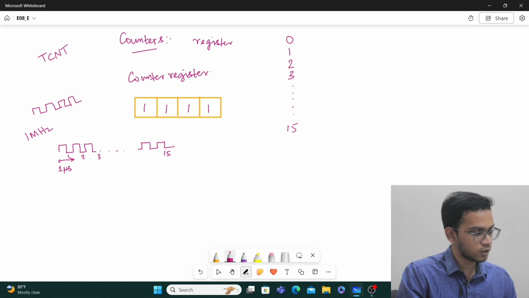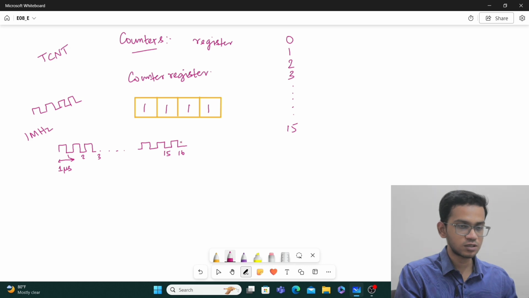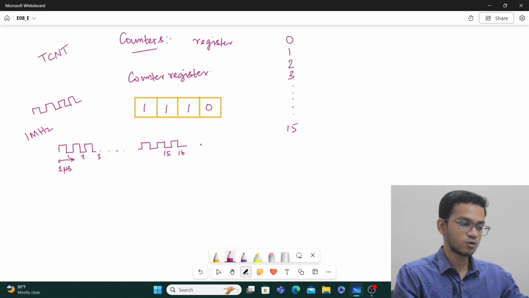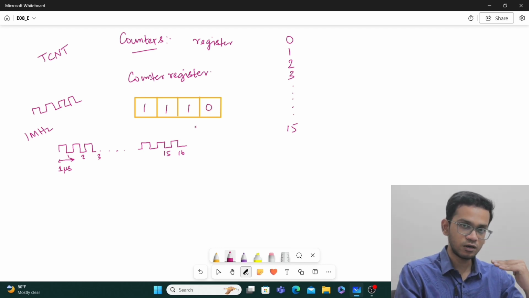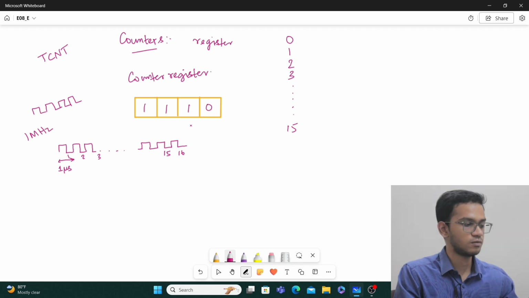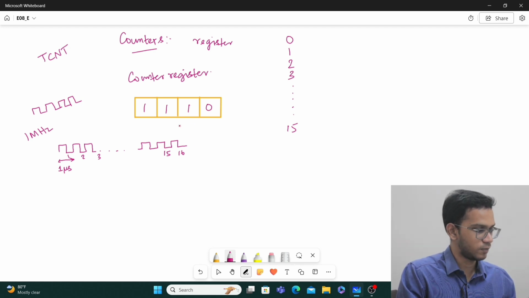Assume that I am giving a 16th clock pulse here. When I give the 16th clock pulse, this value, instead of getting incremented, now gets decremented, and it goes down to binary 14, binary 13, binary 12, and so on until binary 0, and once 0 is reached, from there it starts counting up again. We will see the graphs anyway. From there it starts counting up. So this is the first possibility.